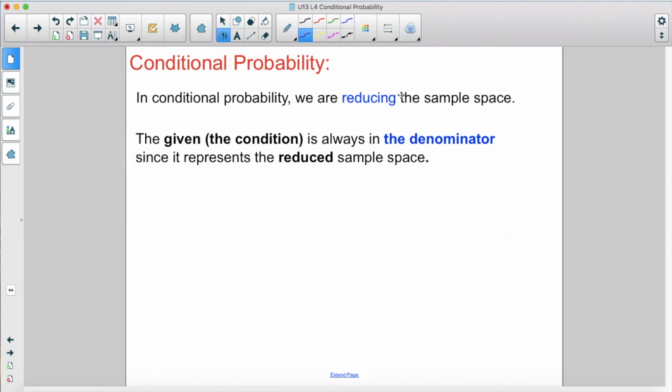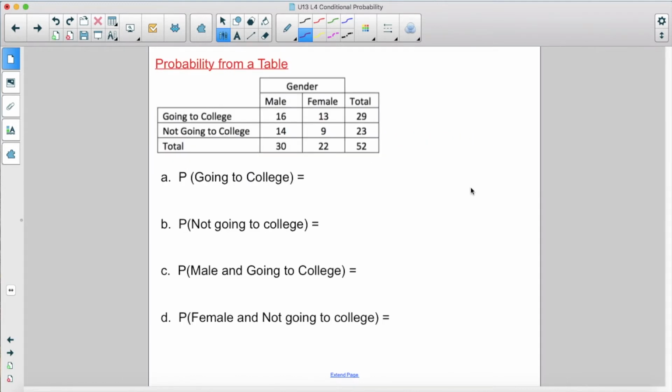Okay, so in conditional probability, we're reducing the sample space, as you saw in that first example. The given, so the condition, is always going to be in the denominator because that represents the reduced space. You're going to see what that means when we get to some examples. Okay, so first thing we are going to do is take some probabilities from a table. We haven't done this yet, so let's take a look.